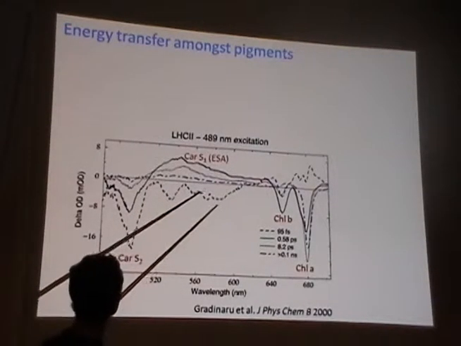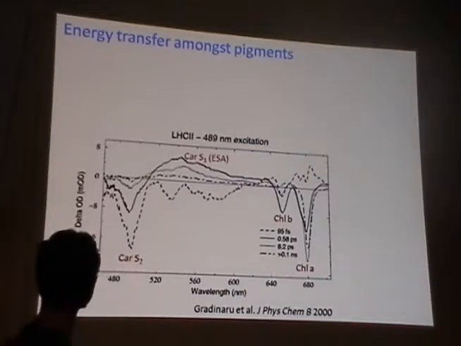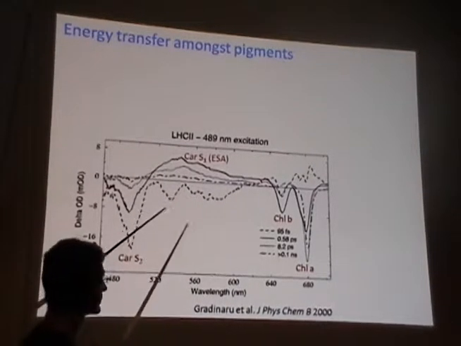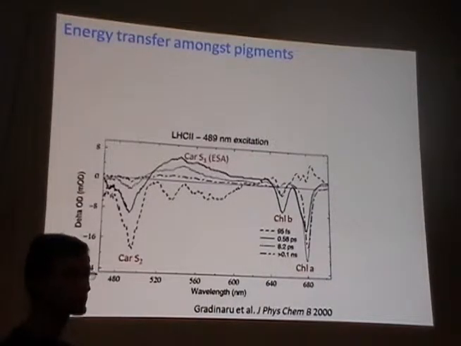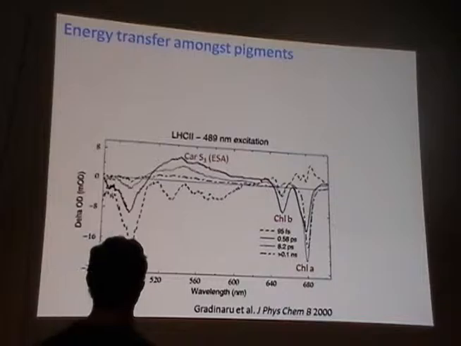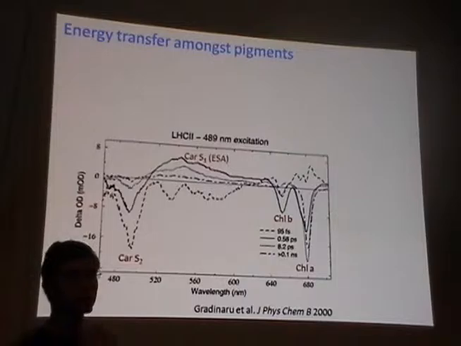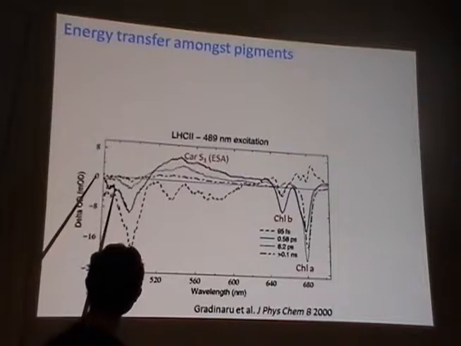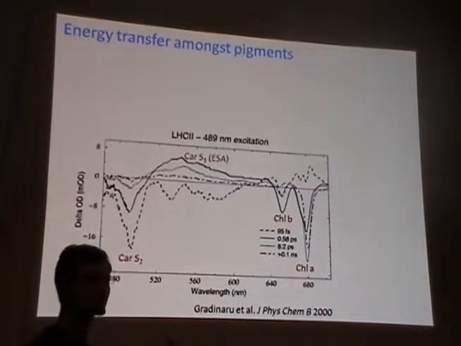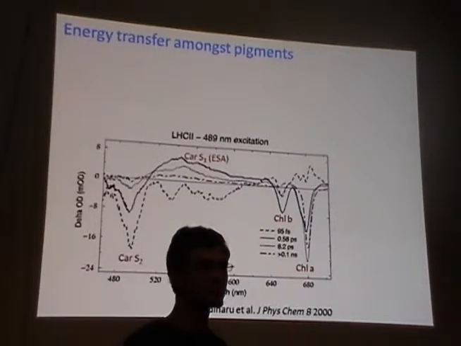Okay, so these are so-called species-associated difference absorption spectra that I measured some time ago, LH2 upon 489 nanometer excitation. It means that we are dealing here with specific transient absorption species. So these spectra that we see correspond to transient states, mixed states, so they're not pure states. I will show you in the next slide how we can interpret the pure states. Okay, so we have the different time scales here, and these correspond to time constants or decay times of all the different transient species.